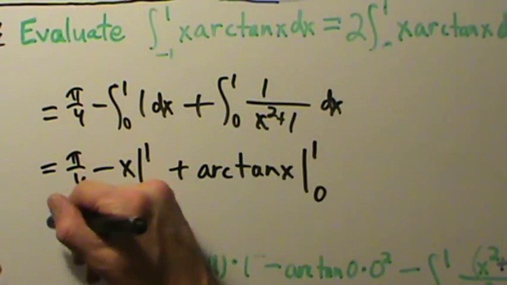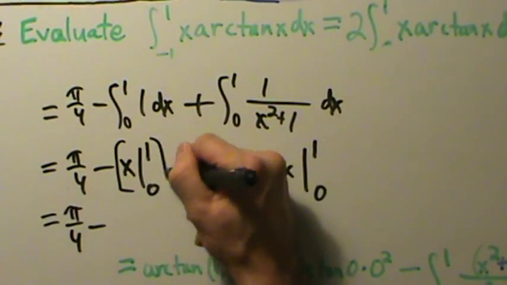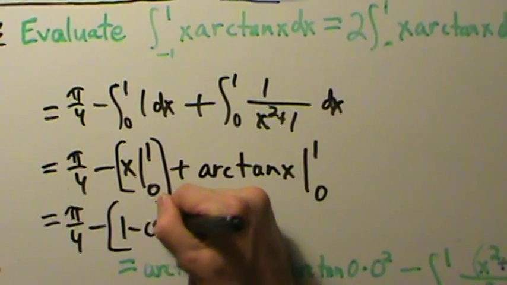So this is pi over 4 minus, let's think of this as having brackets on it, so minus 1 minus 0.